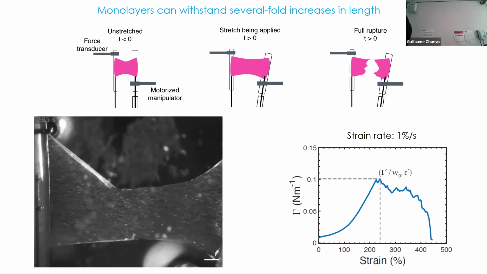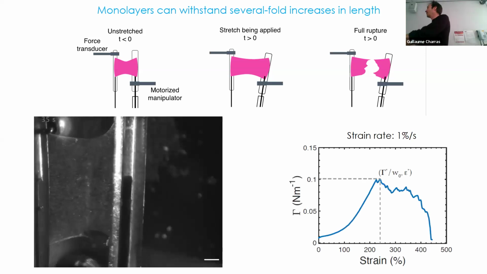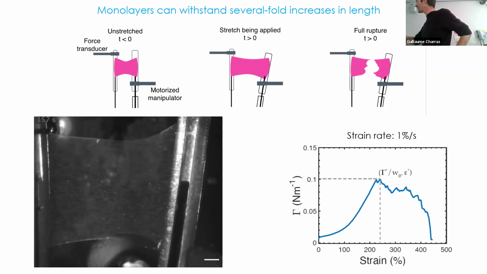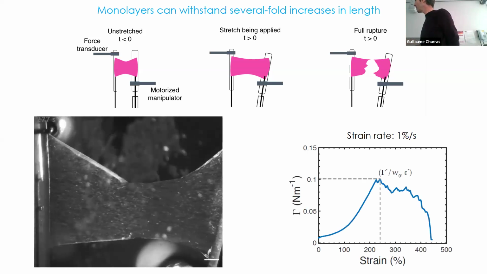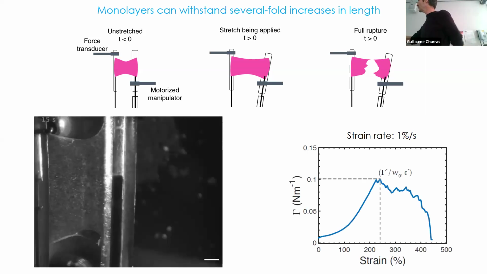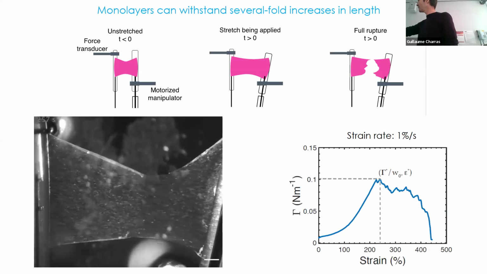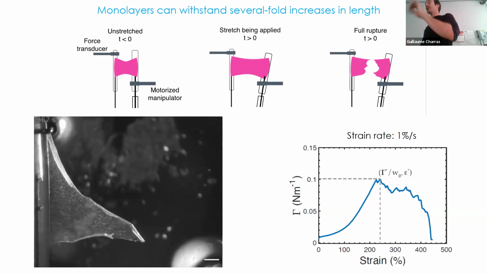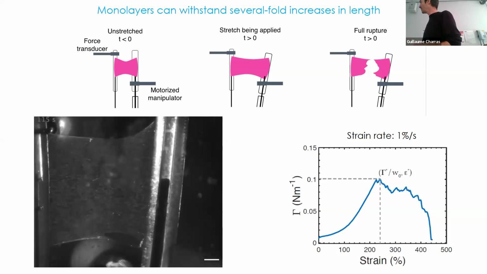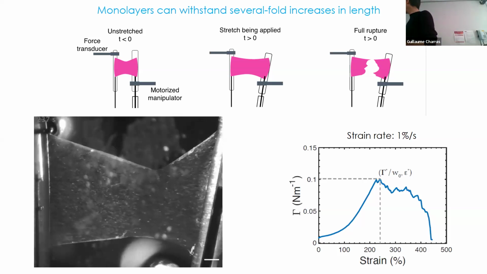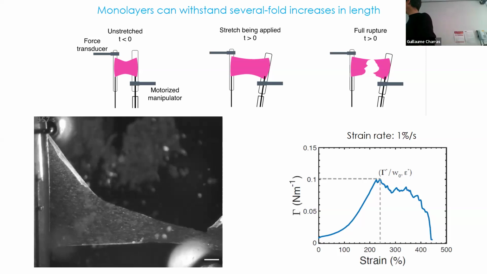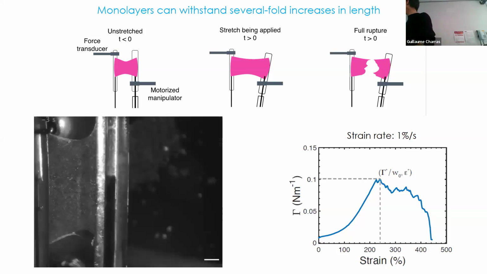And because we can measure forces, we can then plot this as a tension versus strain diagram. What you can see is that the tension increases up to a maximum, which corresponds to the appearance of these first cracks within the tissue, and then it decreases again. That allows us to define a rupture stress and a rupture strain.